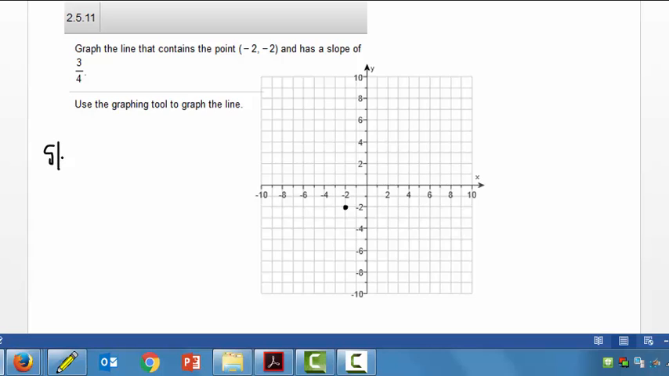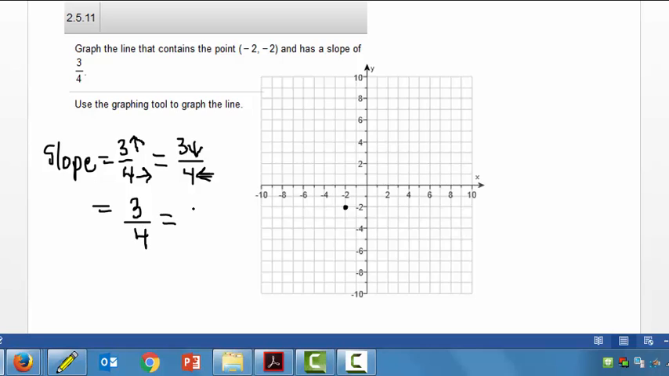So if my slope is positive, that means I make either two positive movements or two negative movements. From this given point, I'm either going to move 3 units up and 4 units right, or I'm going to move 3 units down and 4 units left. So when the slope is positive, the movements have to either both be negative or both be positive. To move up is a +3, to move right is a +4. To move down is a -3, to move left is a -4. A negative divided by a negative is positive.